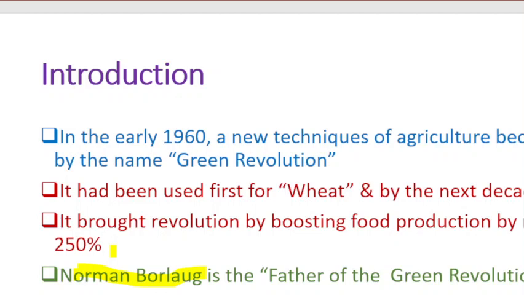So green revolution, in short, was introduced in the early 1960s. It was used for the production of two crops, initially for wheat, and by the next decade it was used for rice, and it has increased the food production by 250%. That's a revolution. That's something amazing. And who is the father of green revolution? It's Norman Borlaug, and in India it is M.S. Swaminathan, who is known as the father of green revolution.